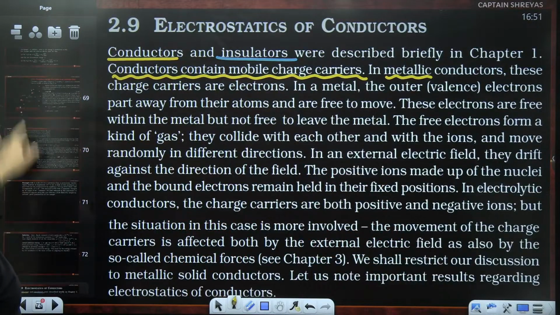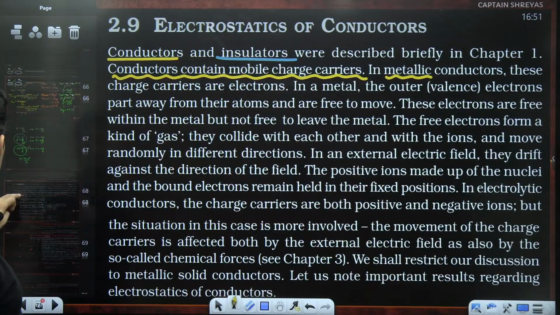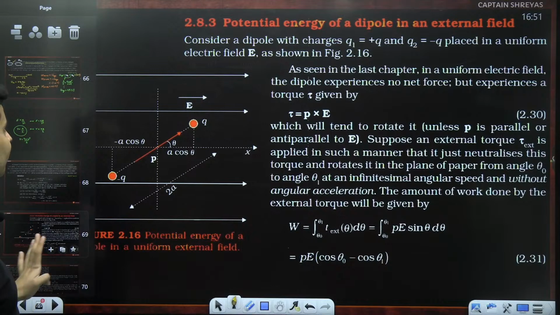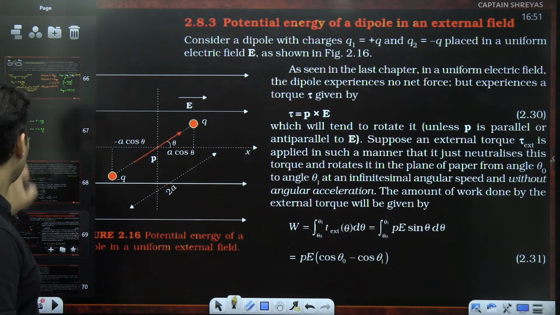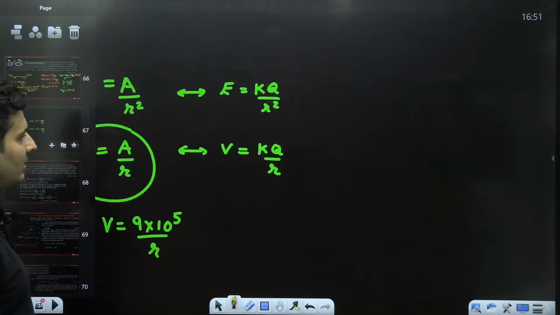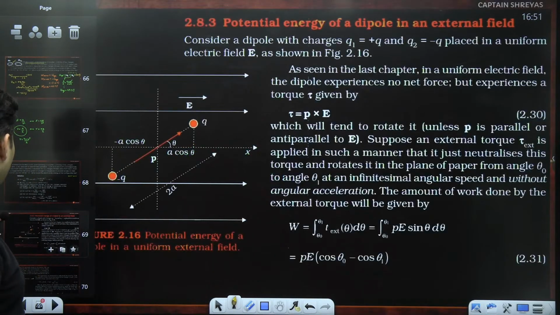2.8.3. Oh, this one. Thank you for pointing it out, Krishna. We missed this part. Thank you. Okay, so I think we did till this last lecture. So this is the one which we need to do.